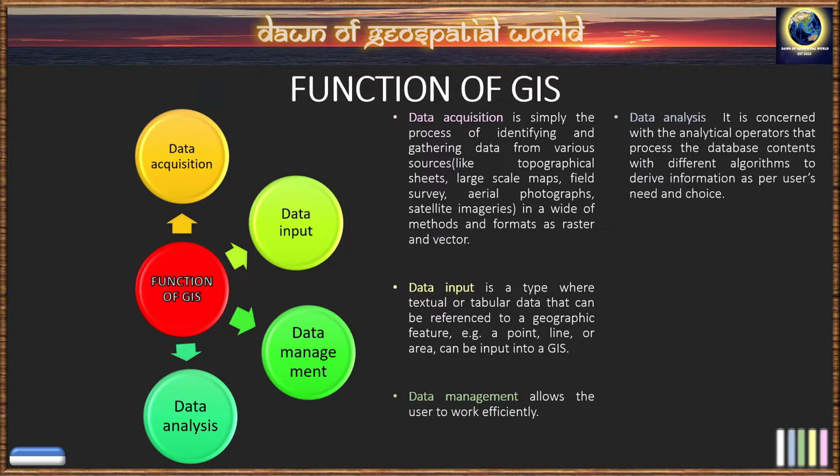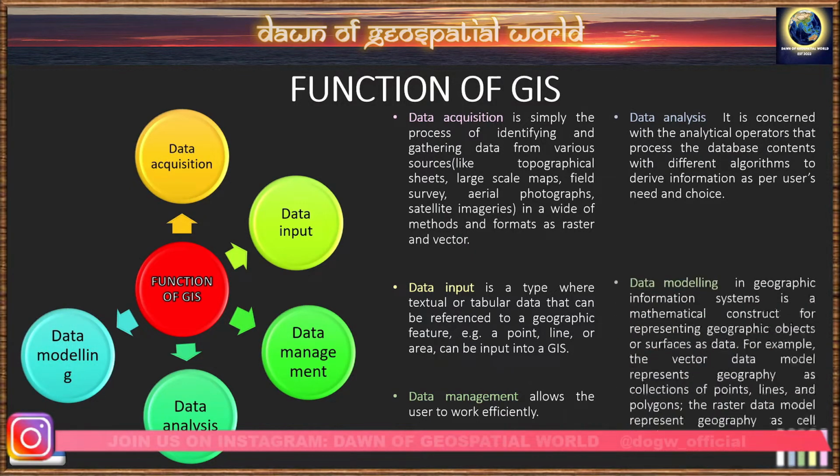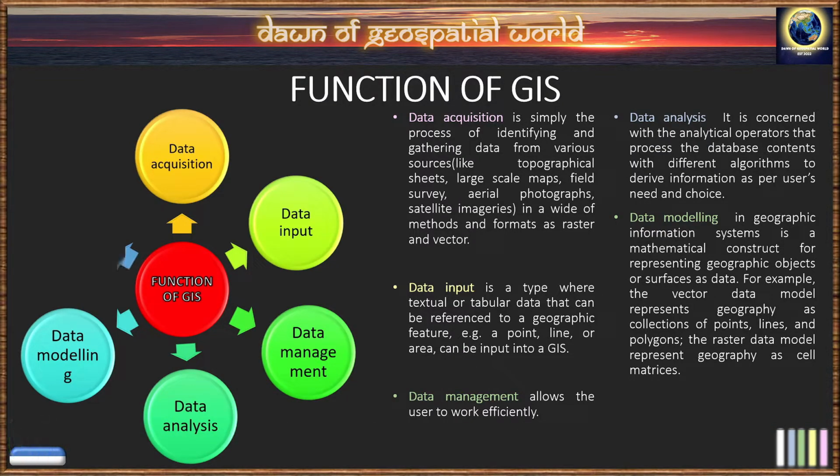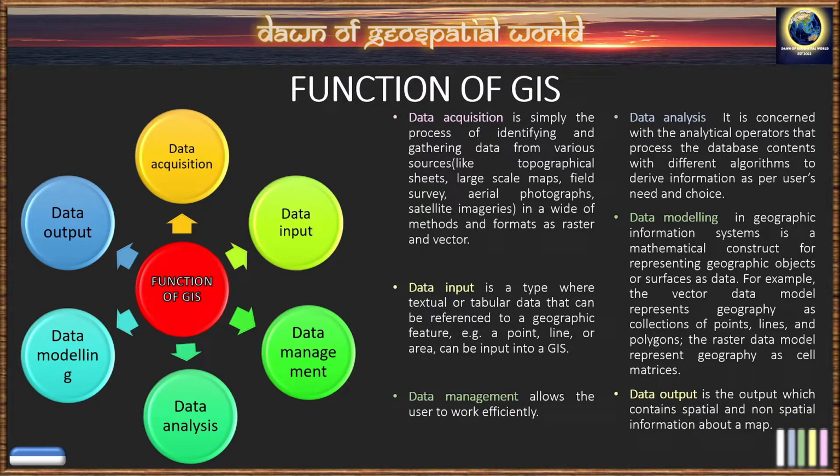Data analysis, an analytical operator processes the database with different algorithms to derive information as per the user's need and choice. Data modeling, it is a mathematical construct for representing geographic objects or surfaces as data. Data output, it is the output that contains spatial and non-spatial information about a map.